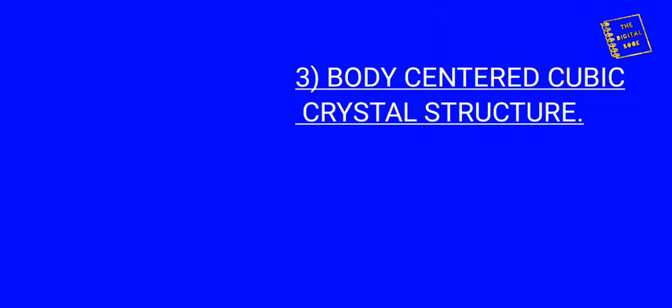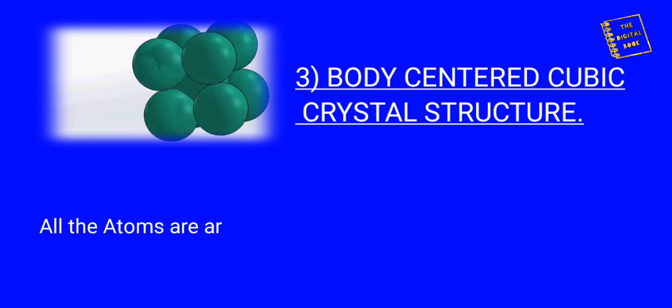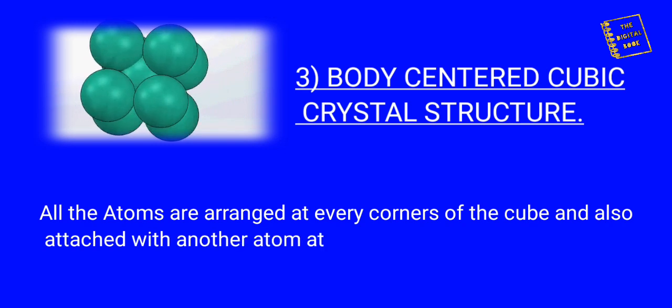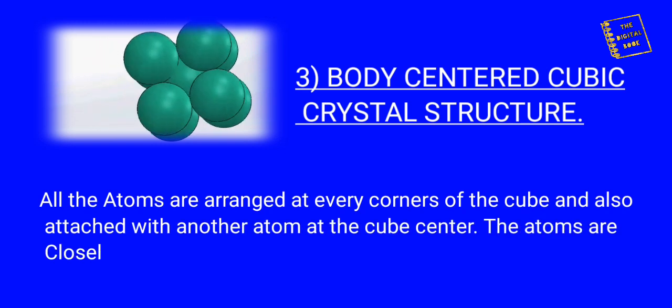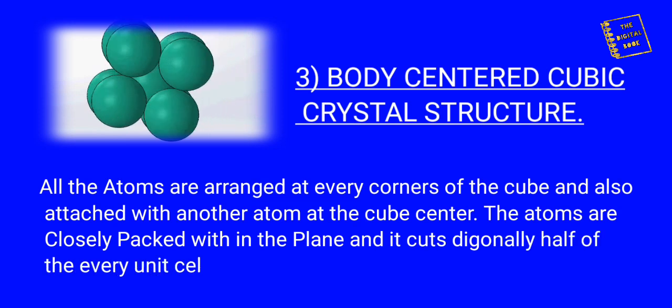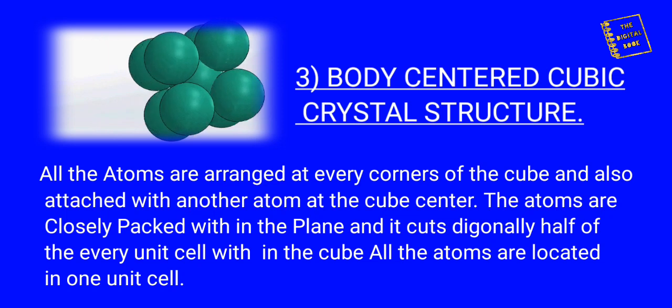And the third one is the body-centered cubic structure. All the atoms are arranged at every corner of the cube and also attached with another atom at the cube center. The atoms are closely packed within the plane and it cuts diagonally half of every unit cell within the cube. All the atoms are located in one unit cell.